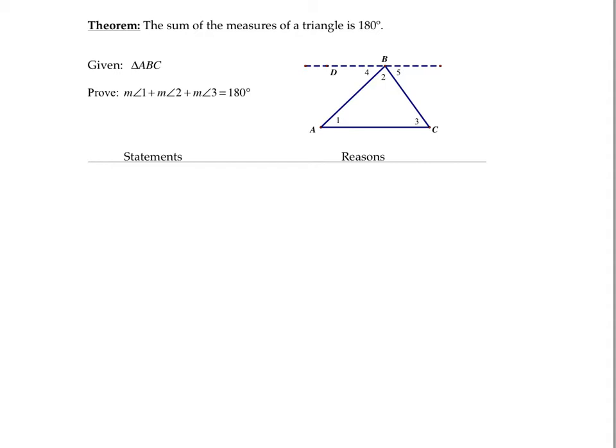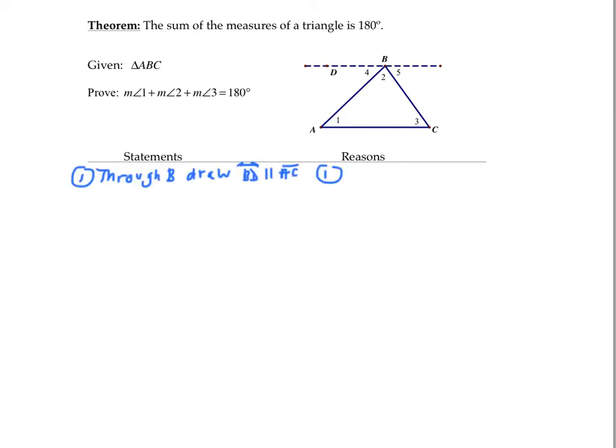So our first theorem for today states that the sum of the measures of the angles of a triangle is 180 degrees. Now you may be familiar with this from a previous math course, but we're going to take a few minutes and actually prove it. So we're given triangle ABC, and you see that we've got angles 1, 2, and 3 labeled inside the triangle. And so we're being asked to prove that the measure of angle 1 plus the measure of angle 2 plus the measure of angle 3 equals 180.